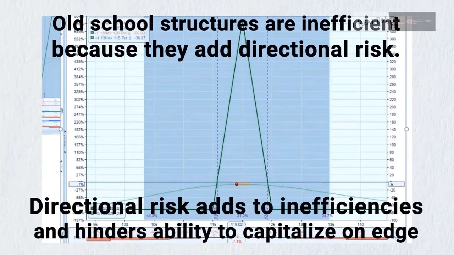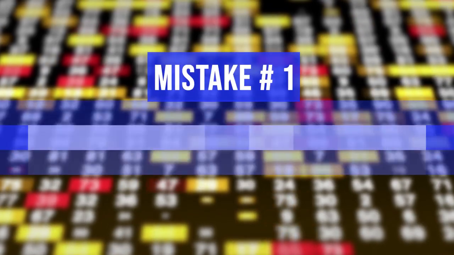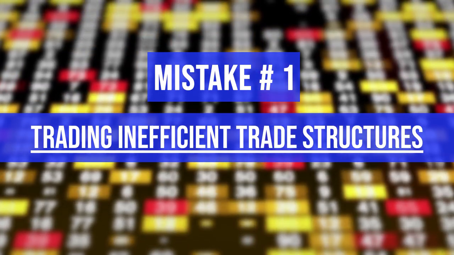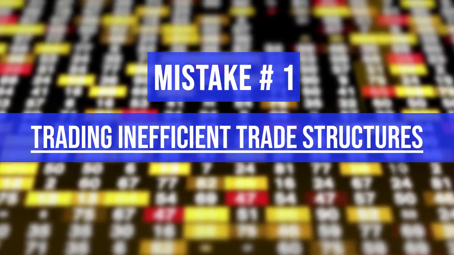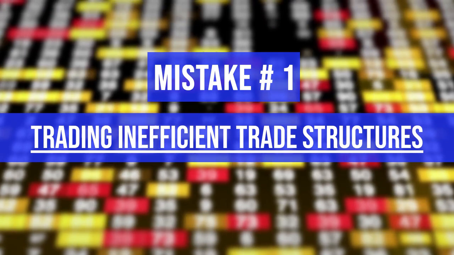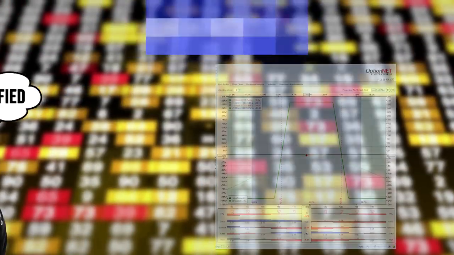So you can see these old school trade structures are inefficient at harvesting the edge that you get with options. So there you have it, mistake number one, trading inefficient trade structures. Next, I'll get into mistake number two.